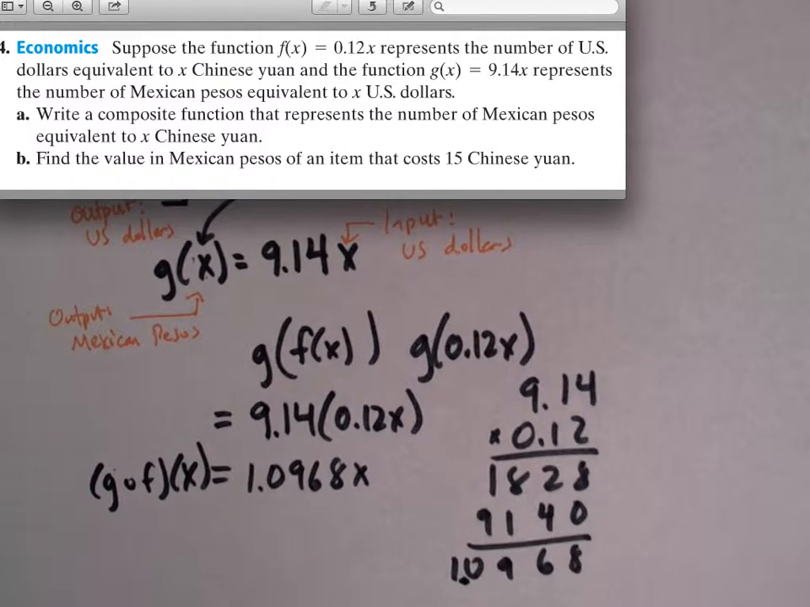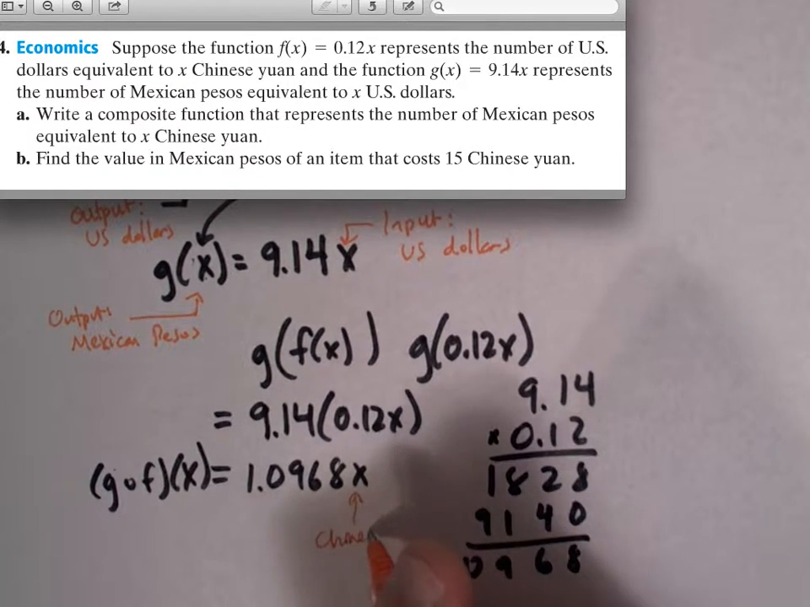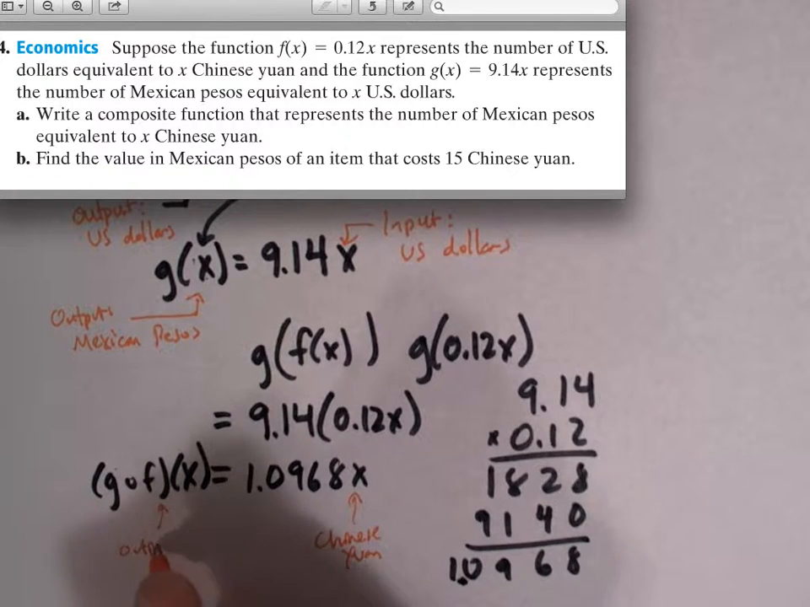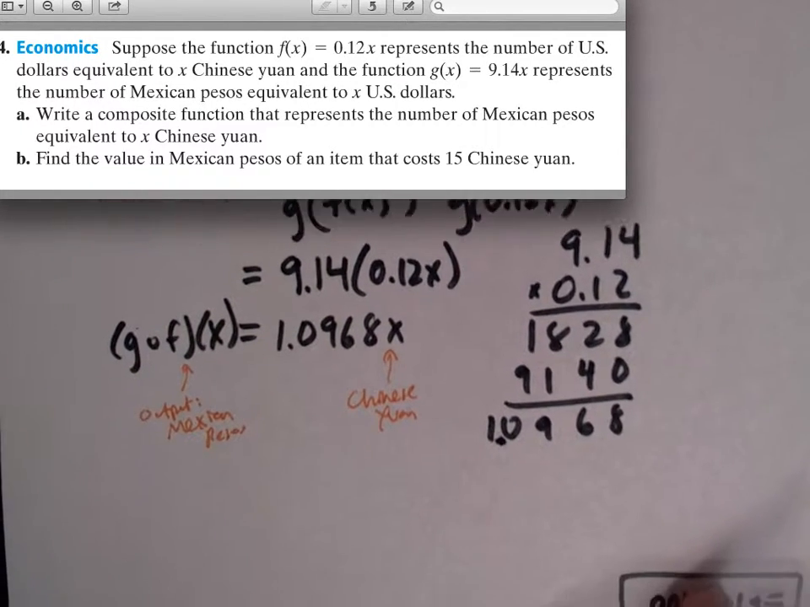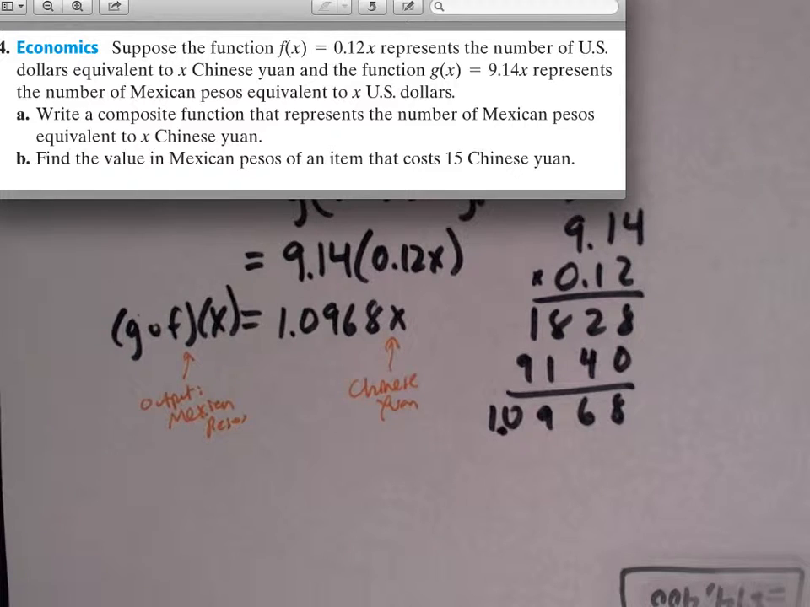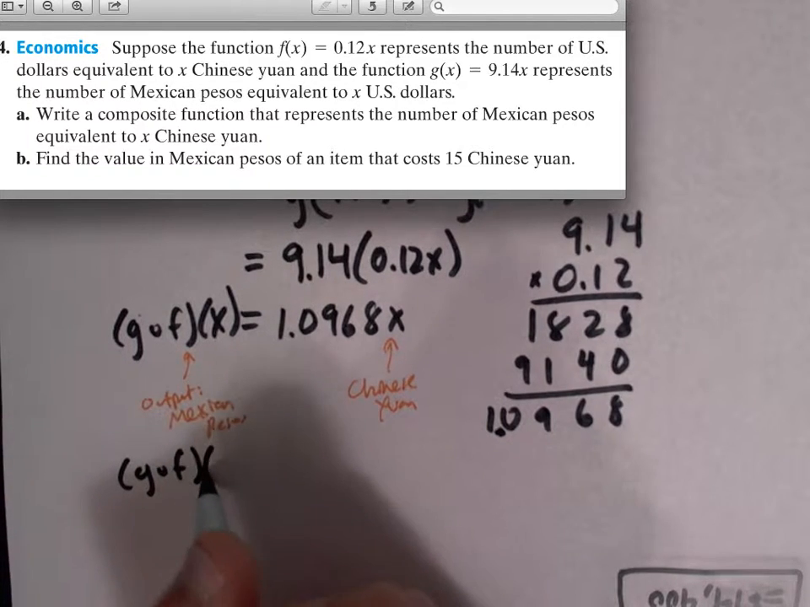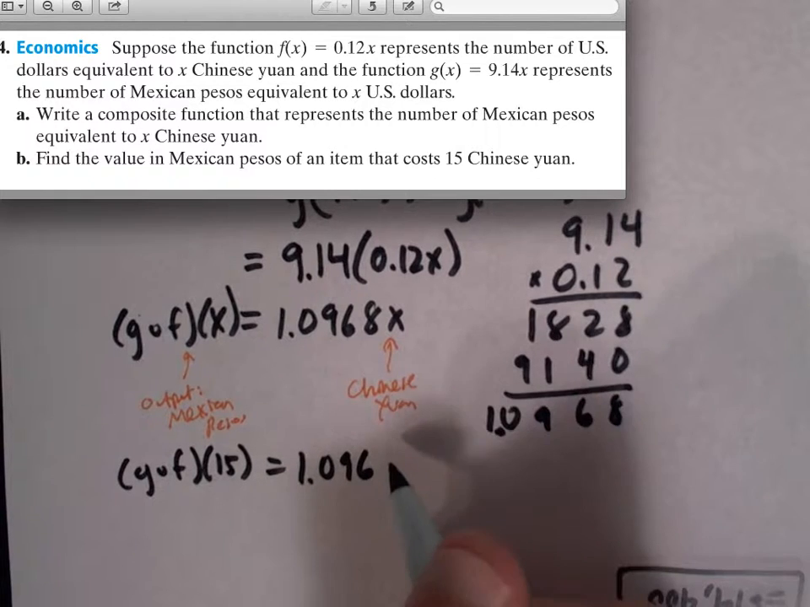Our input is going to be Chinese yuan, and our output will be Mexican pesos. So part B simply asks, using this, let's find the value in Mexican pesos of an item that costs 15 Chinese yuan. So we just plug in, what is g of f of 15? And luckily we already have this formula.